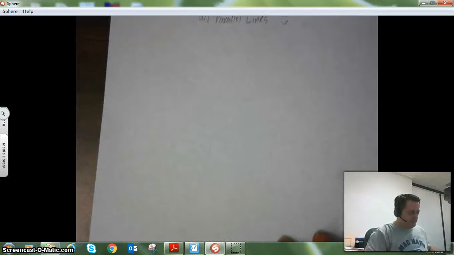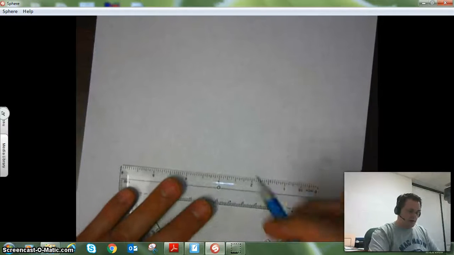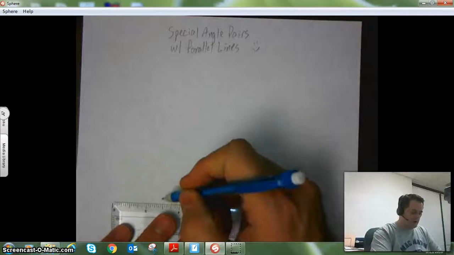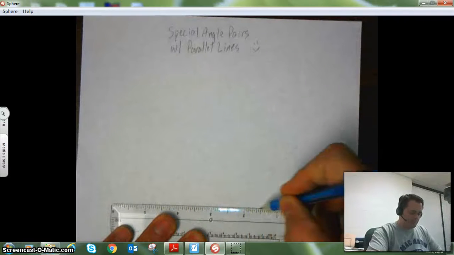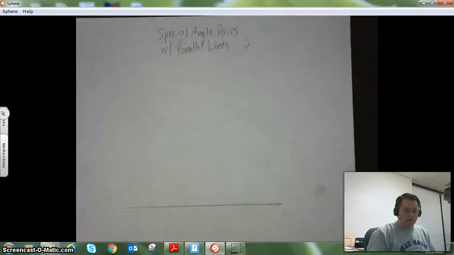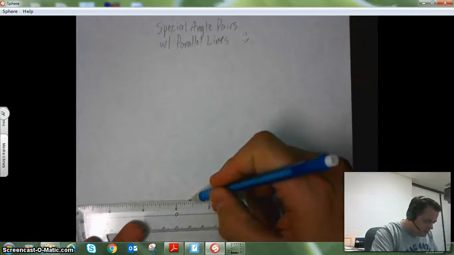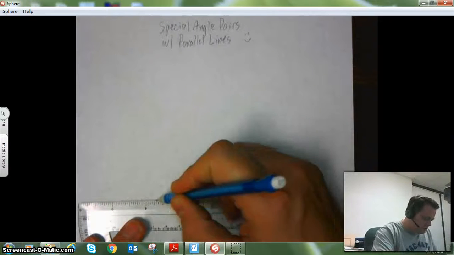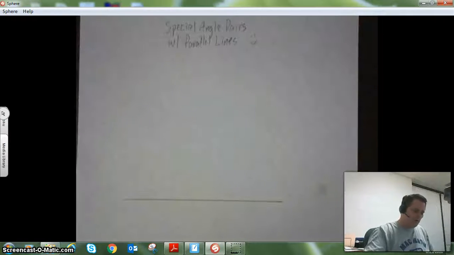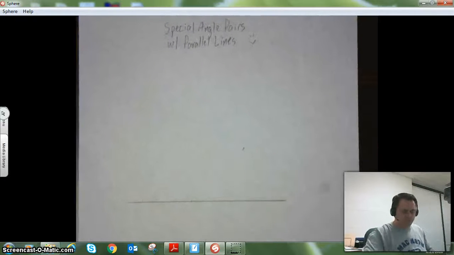So I'm going to start by making a line. Just make a line segment. The length is irrelevant. I'm going to make a quick construction for parallel lines, so I want something that will be parallel here.